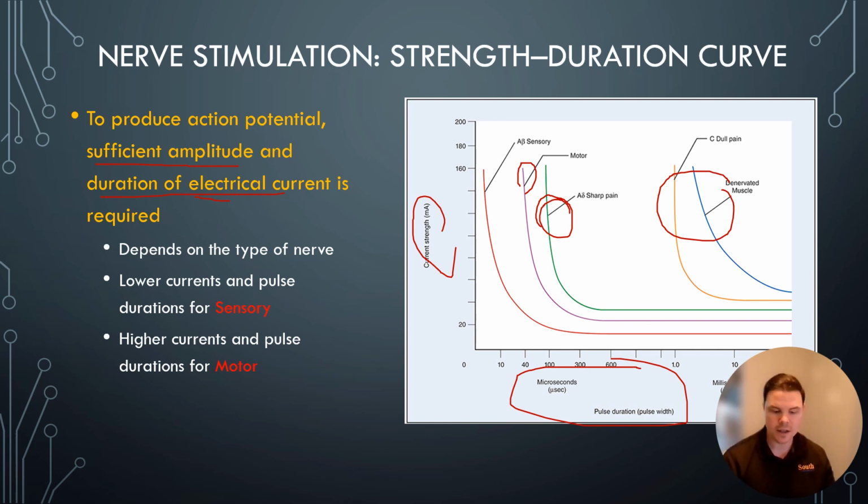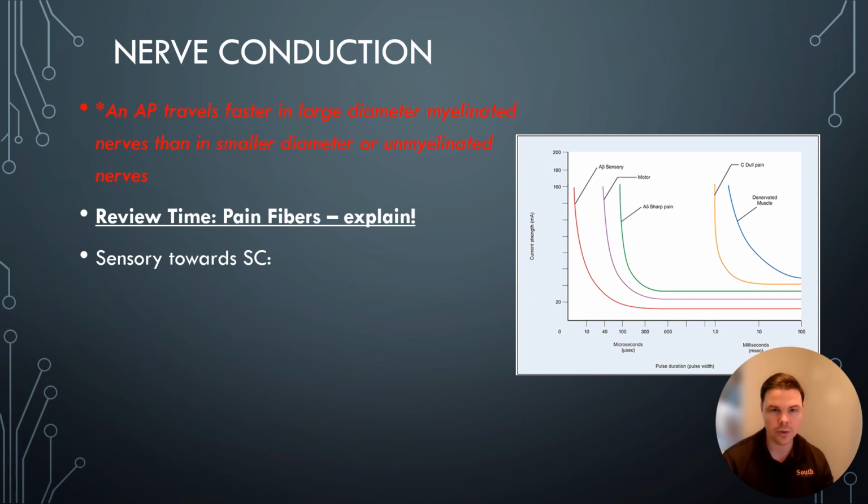So what does this tell us? It tells us that we have to use different parameters of both amplitude and duration in order to reach or speak to action potentials in different types of nerve fibers, depending on the treatment we're trying to access. So know this chart and this slide backwards, forward, upside down, okay?